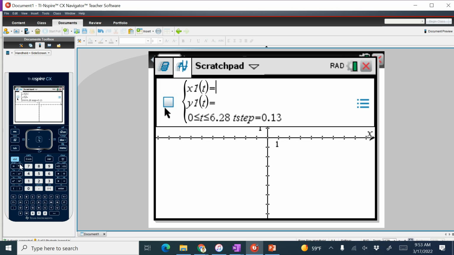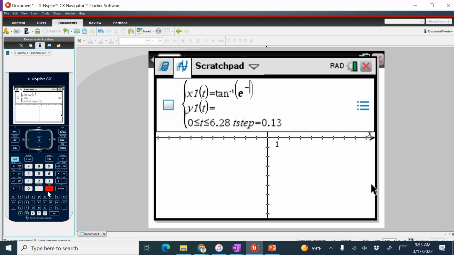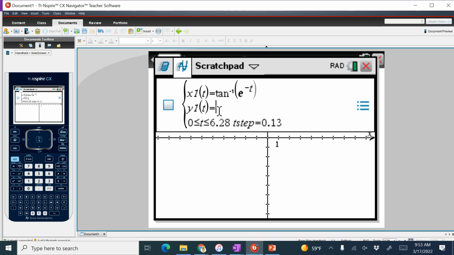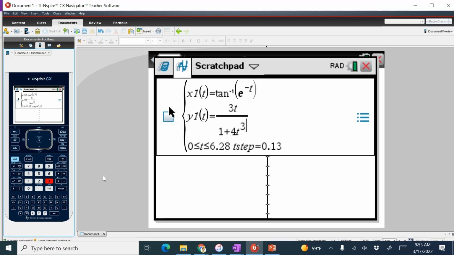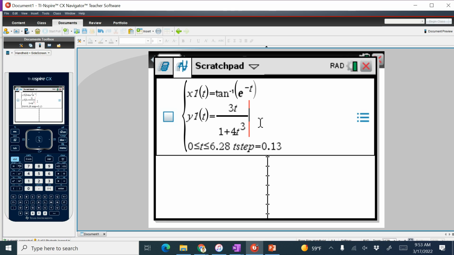Okay. So I'm going to go to tangent inverse. That's trig. And the tangent inverse of e to the negative t. And then I want to control divide. And 3t over 1 plus 4t cubed. Once you've got it, hit enter.